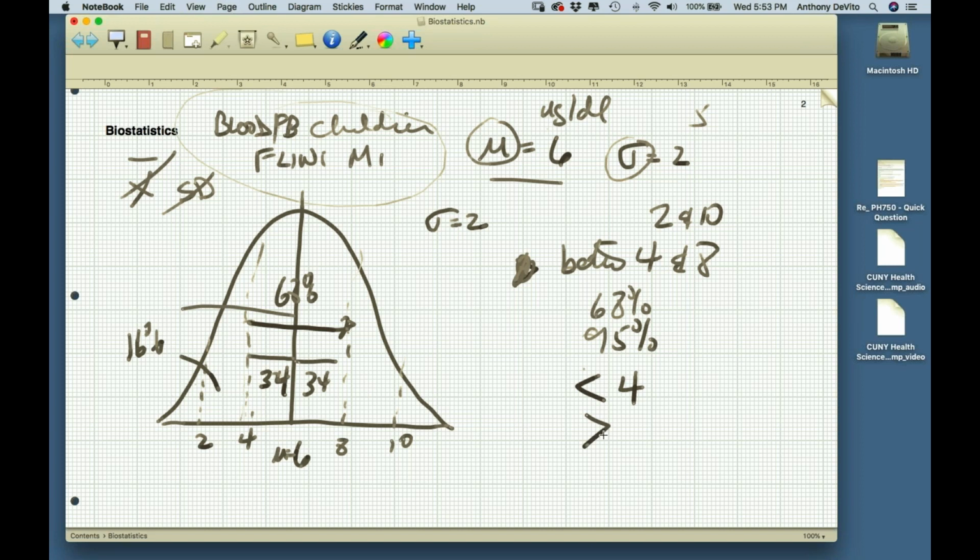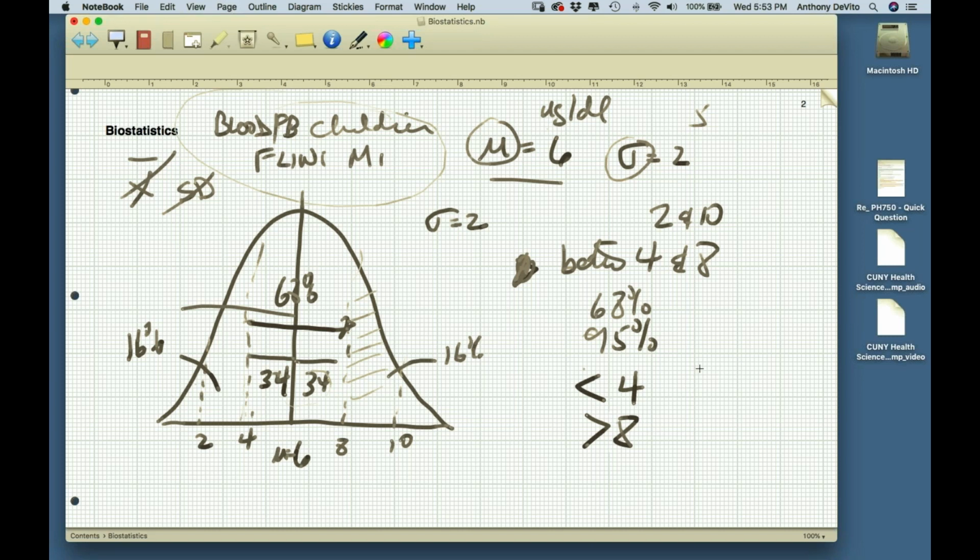How about greater than 8? Let's say greater than 8. What percentage is greater than 8? Well, that would be this area here. And using the same reasoning, that'd be 16% again, right?